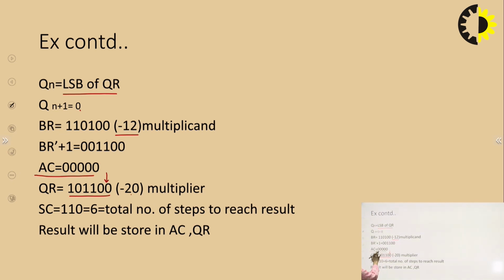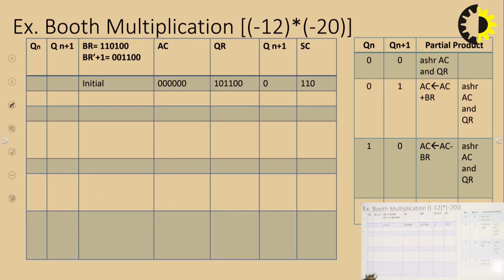In the starting, you have to remember that the accumulator will be 6 bits in size, and the sequence counter has 6 steps to reach the solution. Now, let's start with this example.